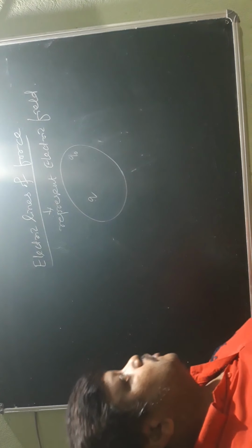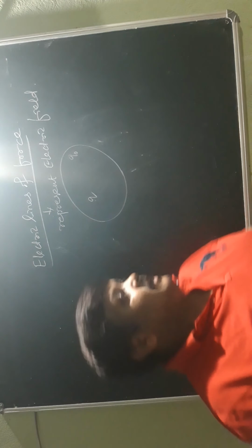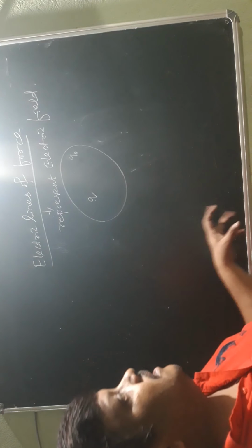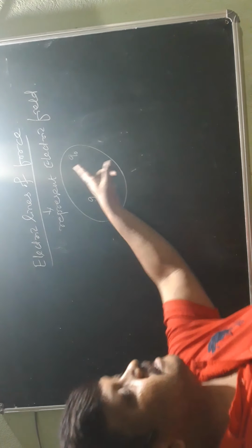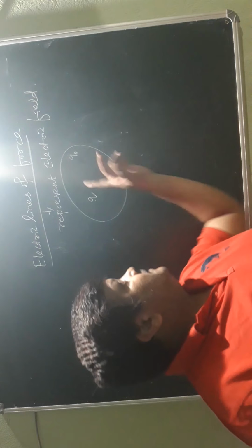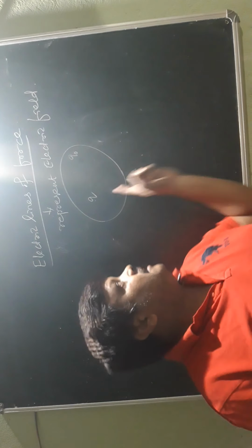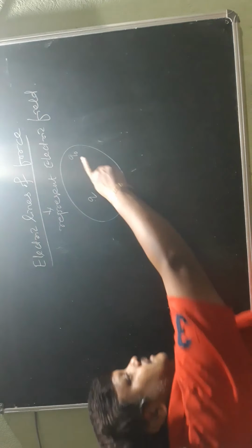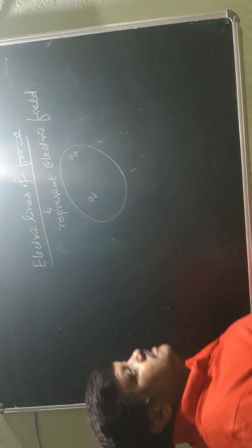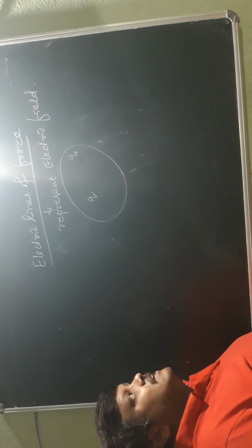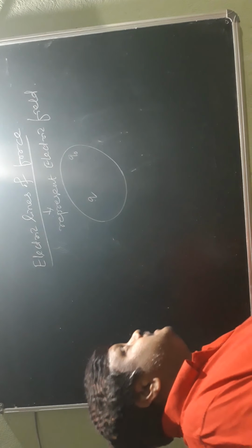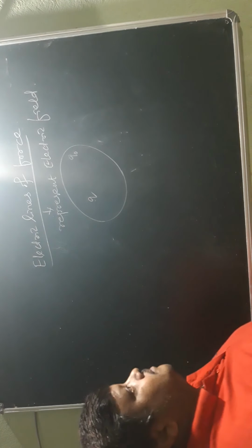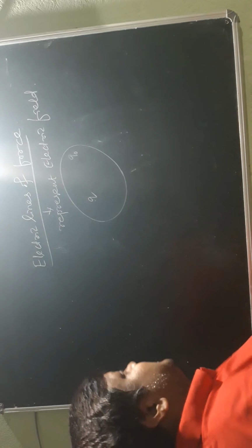So what I am going to say is, in the field of the source charge, when a small positive test charge is placed, it is free to move inside the electric field. The path described by this unit positive charge is called an electric line of force. Now these electric lines of force can be straight or curved. Clear?